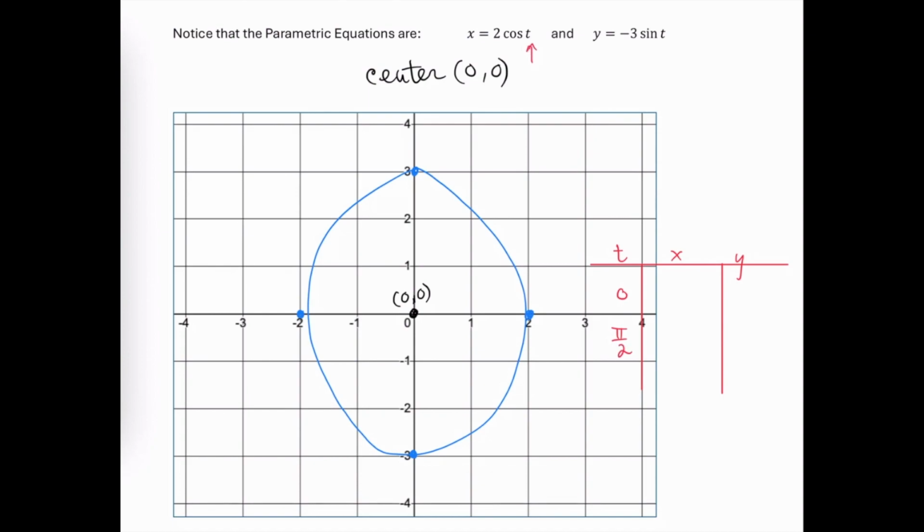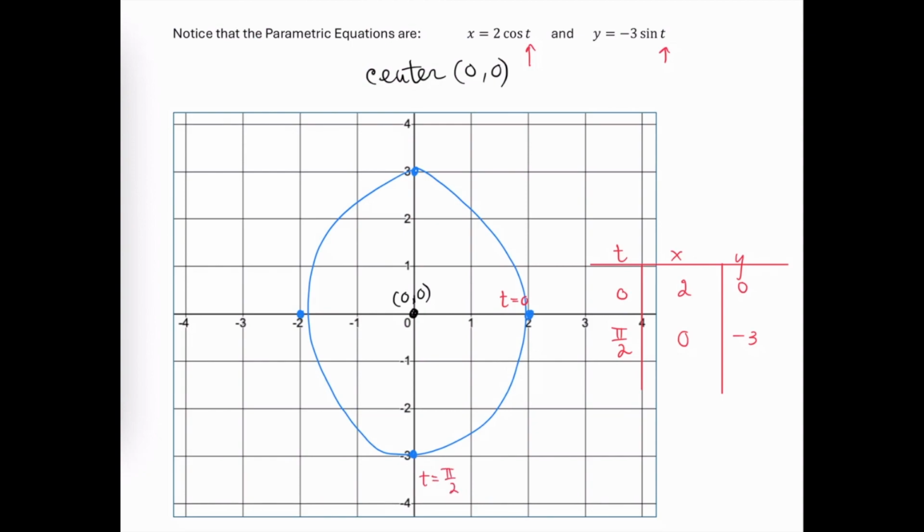When t is equal to 0, the cosine of 0 is 1 times 2, that's 2. When t is equal to 0, the sine of 0 is 0 times negative 3 is 0. Now we'll see that when t is equal to pi over 2, we end up with a cosine of pi over 2 that is 0, so our x-coordinate is 0. The sine of pi over 2 is 1, so our y-coordinate is negative 3. And here we'll see that at t equal to 0, we're at this point, and at t equal to pi over 2, we're down here.